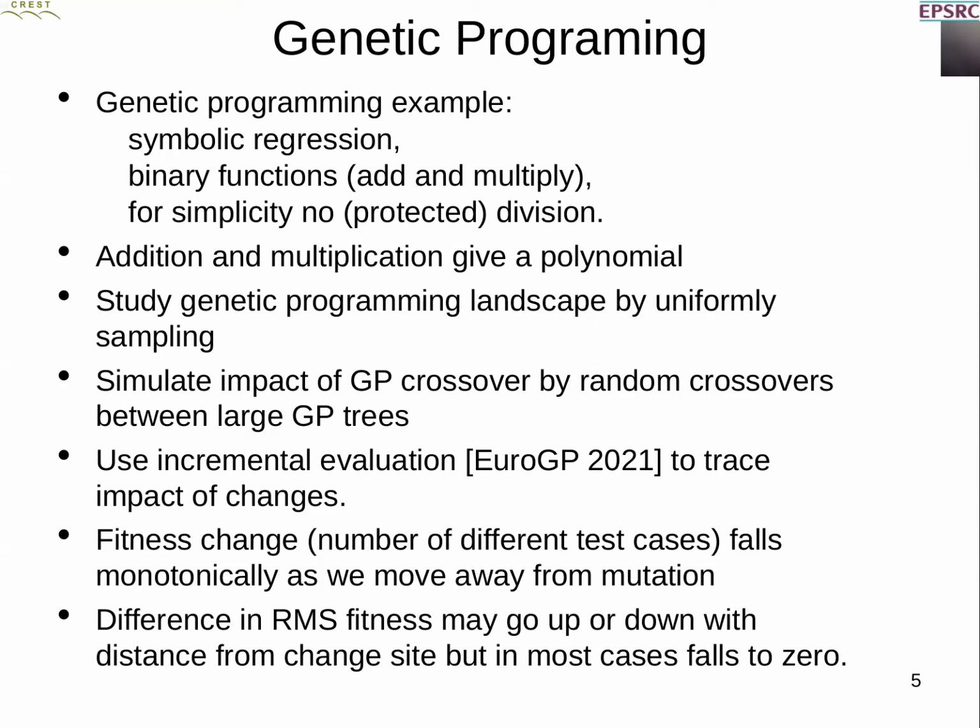crossover. And we're going to sample our crossovers by simply doing uniform crossover between large trees. And what we'll find is, in terms of number of test cases, then the change in fitness as we move away from the mutation site or the crossover site, it falls monotonically. Whereas if we look at the difference in fitness as we move away from the mutation site, it may go up or down, but in most cases, it will eventually fall to zero.